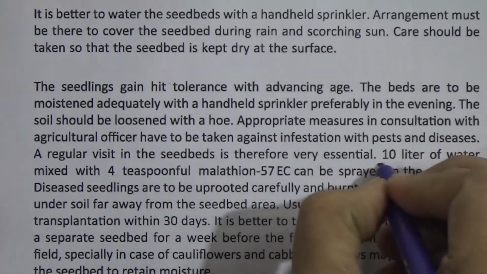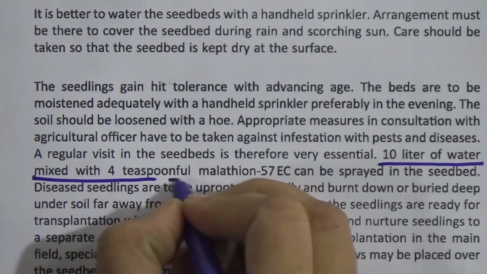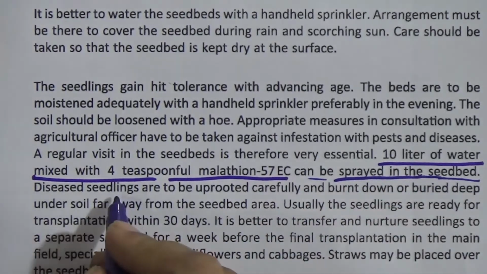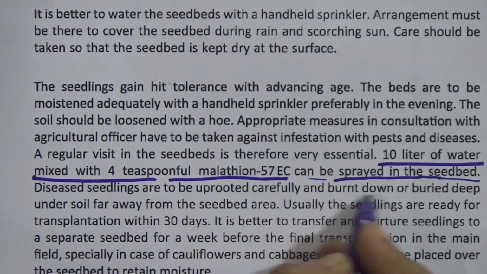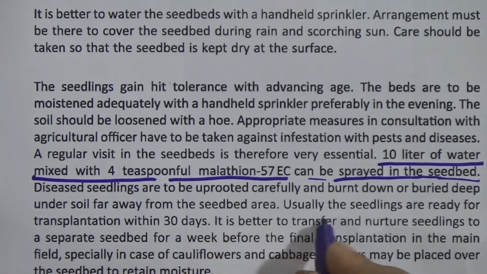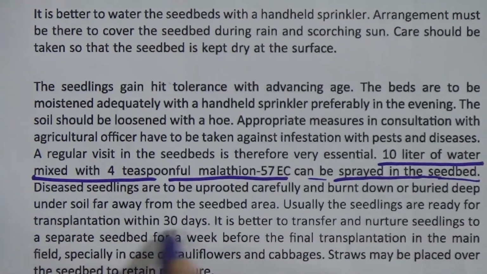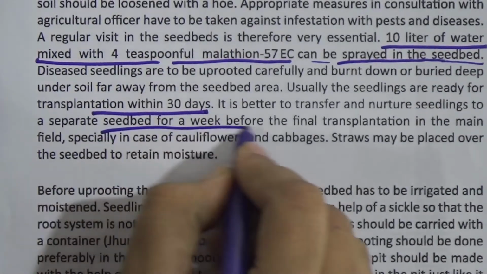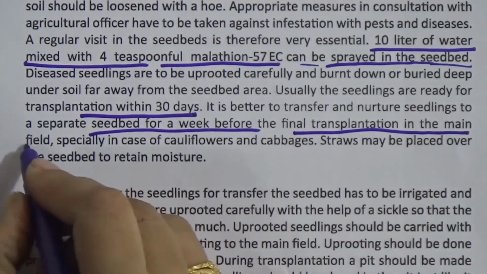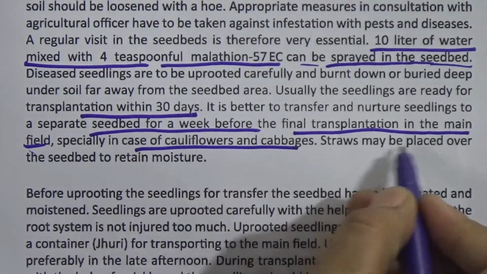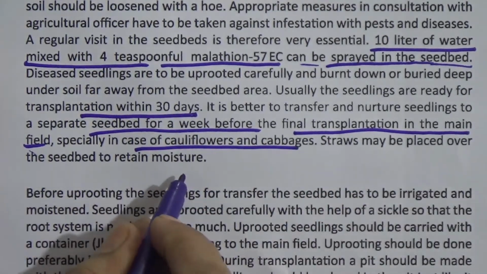10 liters of water mixed with 4 teaspoonfuls of malathion 57 EC can be sprayed in the seedbed. Diseased seedlings are to be uprooted carefully and burned or buried deep under soil far away from the seedbed area. Usually the seedlings are ready for transplantation within 30 days. It is better to transfer and nurture seedlings in a separate seedbed for a week before the final transplantation in the main field, especially in the case of cauliflowers and cabbages. Straw may be placed over the seedbed to retain moisture.